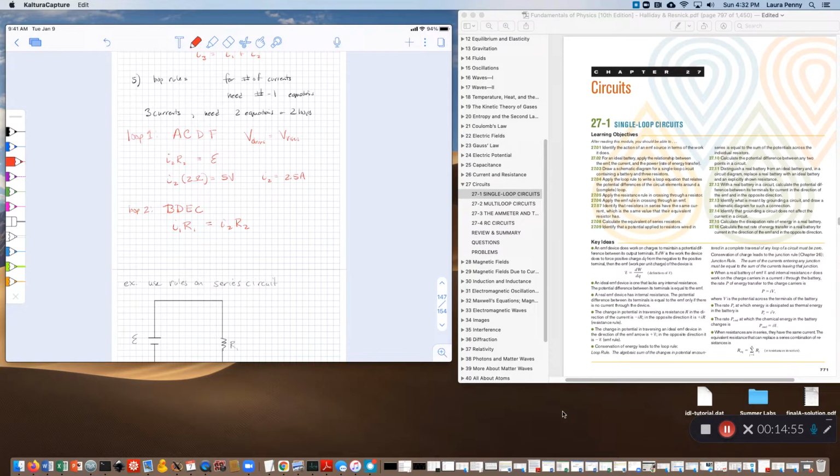Now I already know that I2R2 is also equal to 5 volts. And so I1 is 5 volts over 1 ohm or 5 amps.